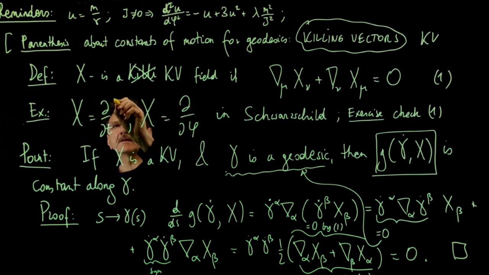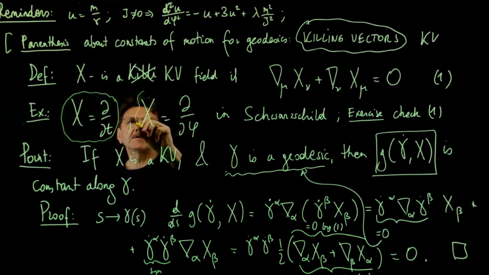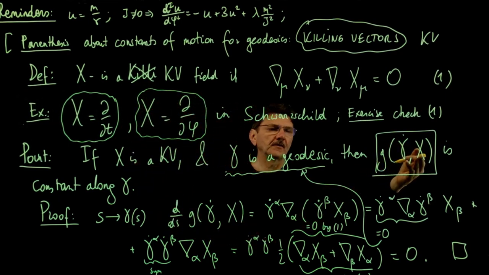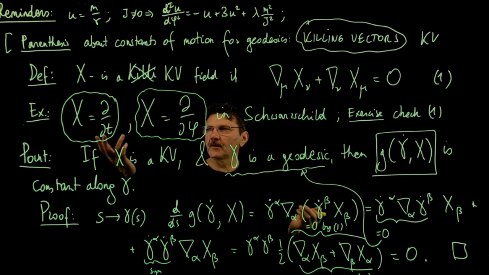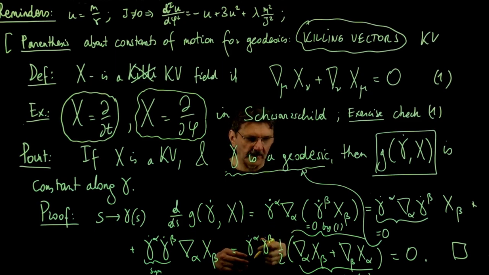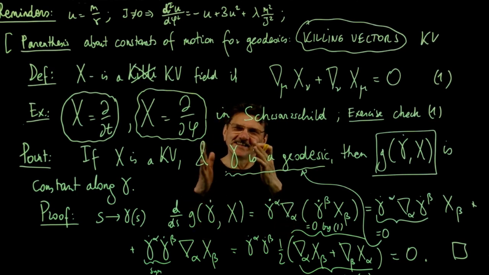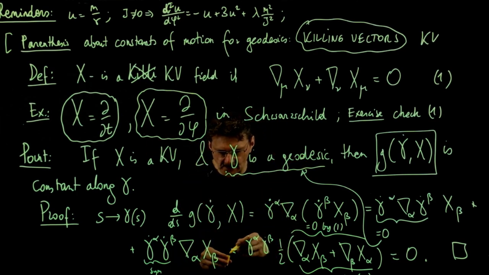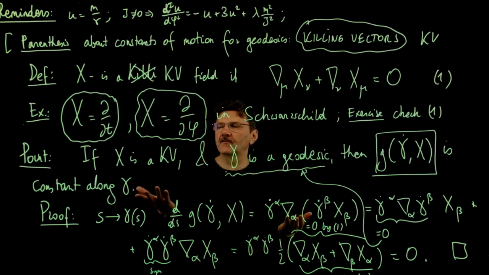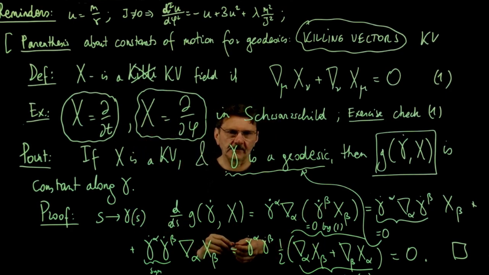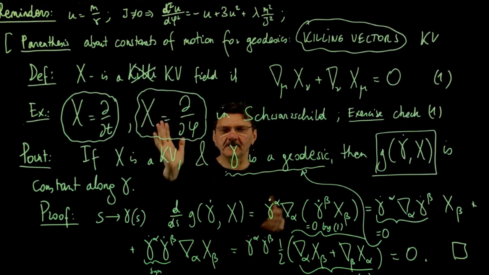So if we take these two Killing vectors and we take the scalar product of the tangent to any geodesic with this Killing vector, we're going to get a constant along the geodesic, not zero, but the derivative is zero. So the thing is constant along the geodesic. And so this is at the basis of our two constants of motion for geodesics in Schwarzschild, the energy E and the angular momentum J. So that's one way to think about it, and that's the way I think about it.